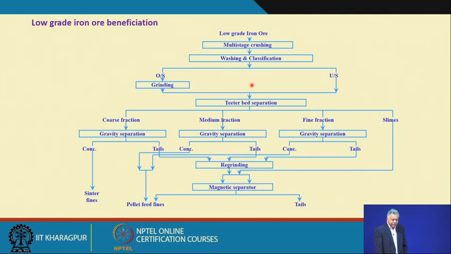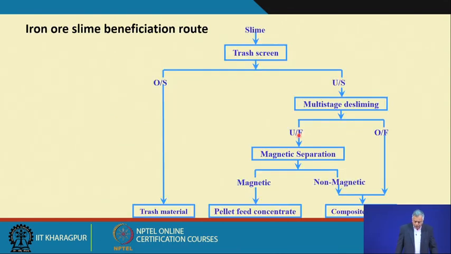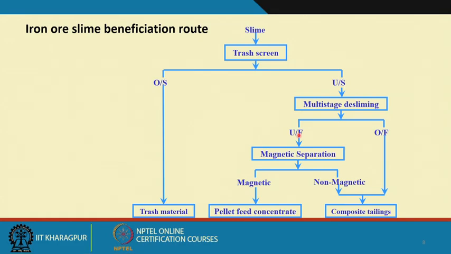But again and again I am saying that it is not hard and fast that you have to follow these strategies only. You can have different options, and the options should be driven by your ore characteristics. Now, the slime part is the most difficult part to separate because of its fineness. As we kept on discussing, if the particles become finer, then the body forces become weaker, so the separation becomes difficult.